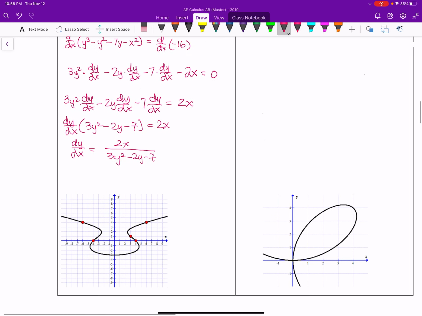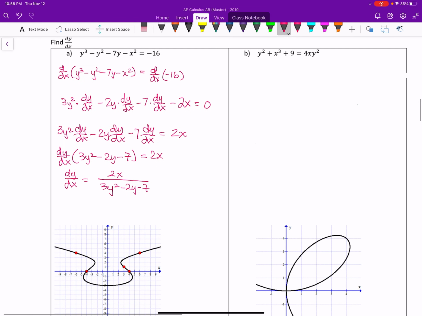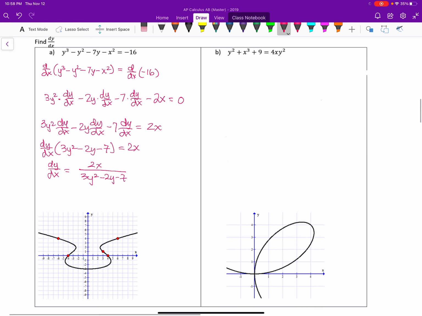Now I sketched it in case you wanted to know what the relation looks like. We're going to use this problem again underneath, so we're going to refer back to this. Now I want you to pause the video and try B. Again, I sketched it so you would know what that relation would look like. So please press pause and then do part B.